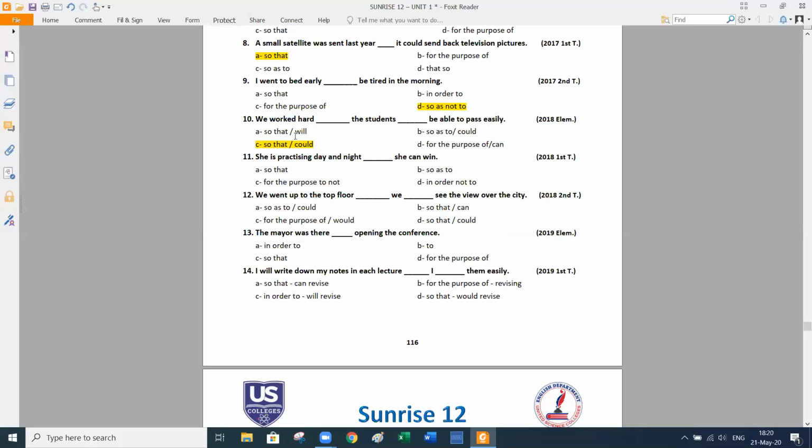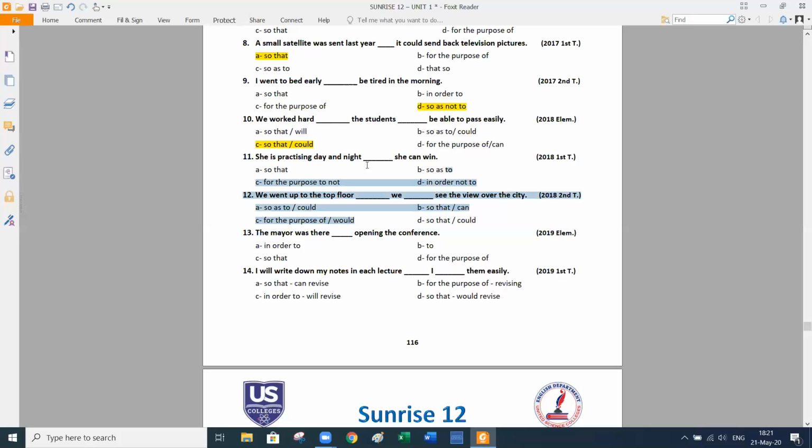But, girls, if you look at the meaning with this one, we worked hard so that the students will be able to pass easily. That also makes sense because we worked hard in the past, but the exam is in the future. So A makes sense as well. I hope they will not ask a question like this again. If they do, they should accept both of them.